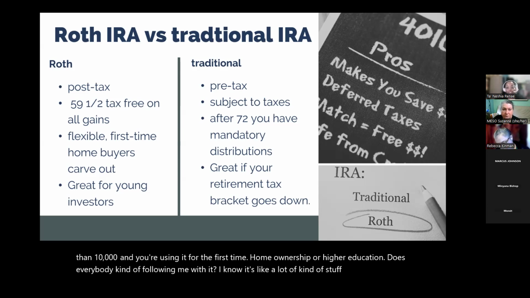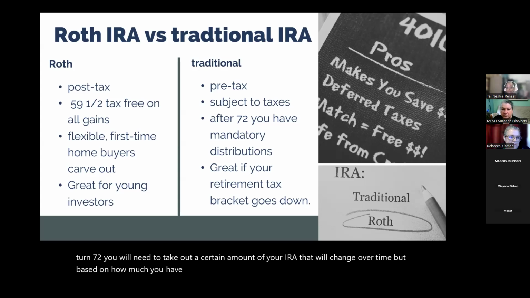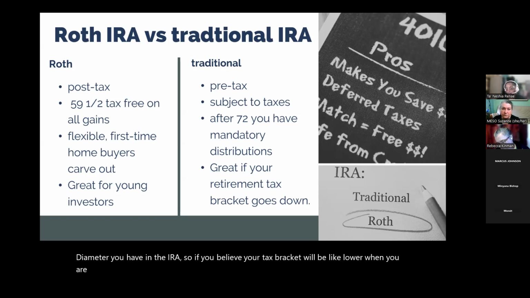Okay. So once you turn 72, you will need to take out a certain amount of your IRA that will change over time, but it's based on how much you have in the IRA. So if you believe your tax bracket will be lower when you retire than it is now, a traditional IRA would be good for you.